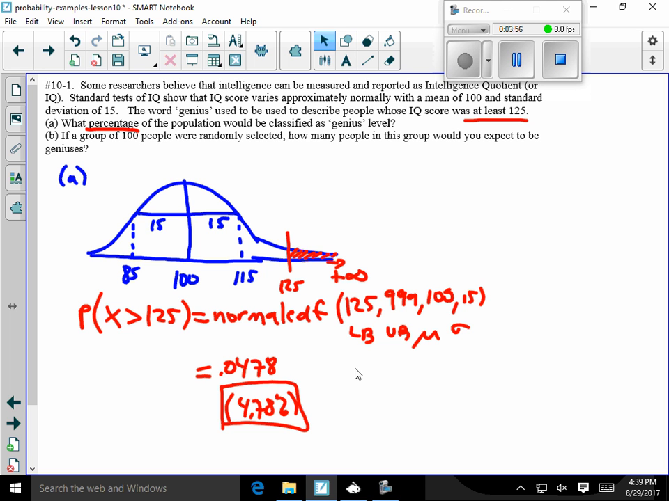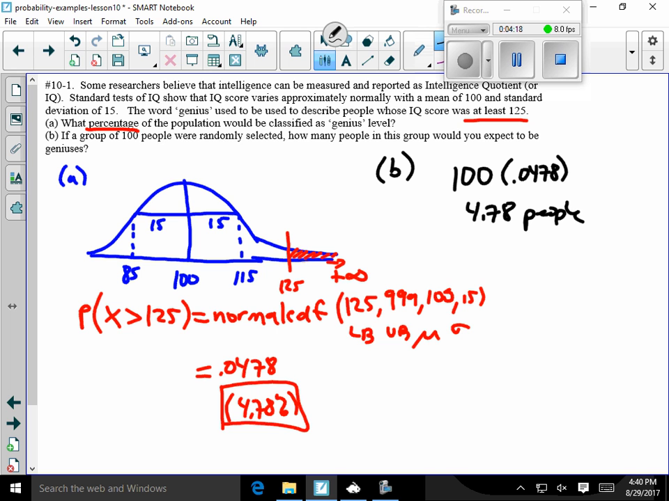In the second part, it says, if a group of 100 people were randomly selected, then how many people in that group would you expect to be geniuses? Well, if I have 100 people, I just need to take 4.78% of that, so I would multiply by 0.0478. That's just going to give me the number 4.78 people, which means since I can't have 0.78 people, I might just round this and say 5 people. Right? I would expect about 5 people to be geniuses in a group of 100 people. Okay, so let's take a look at the next one.